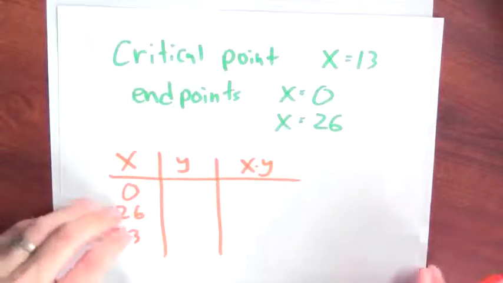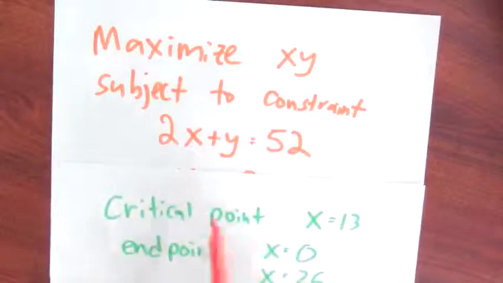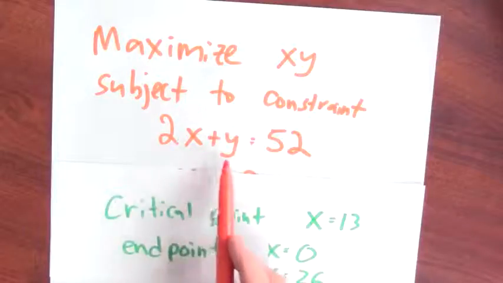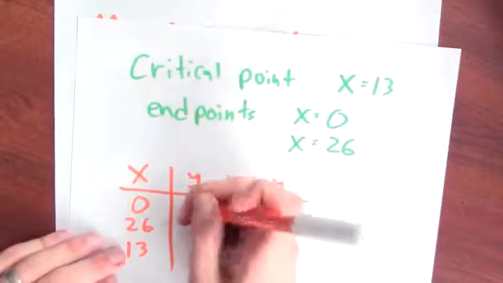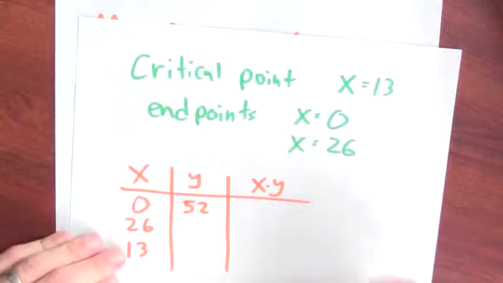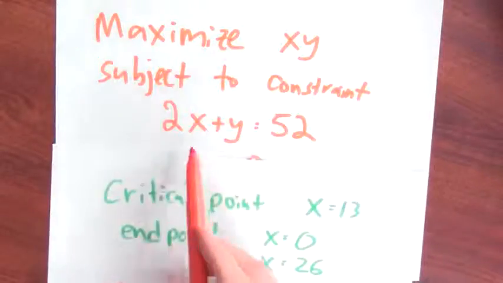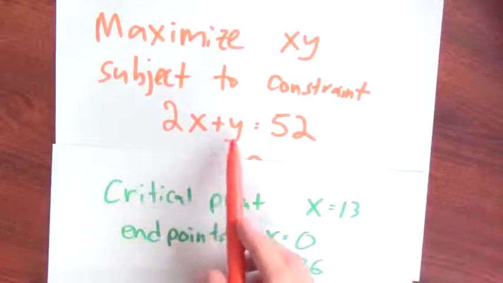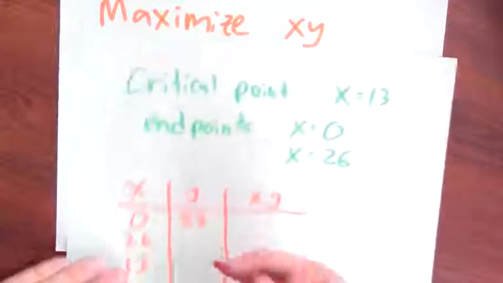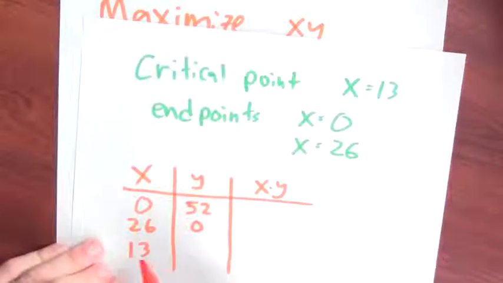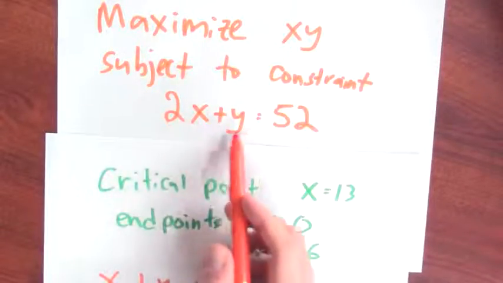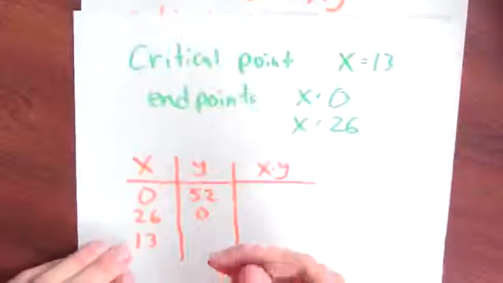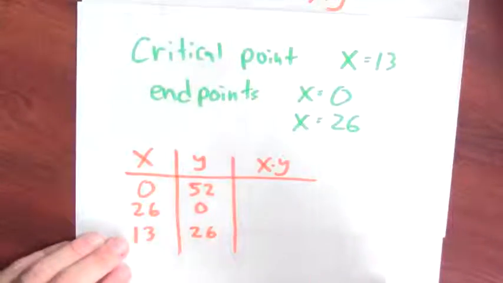So let's see, if x is equal to 0, and I satisfy this constraint that 2x plus y is 52, then y must be 52. And if x is 26, then 2 times 26 plus what gives me 52? Well, then y is equal to 0. And if x is 13, then 2 times 13 is 26 plus what gives me 52? Well, then y must be 26.